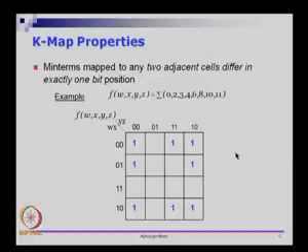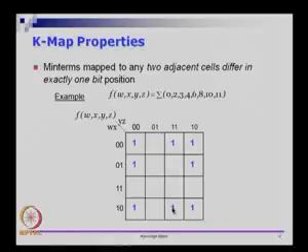So one crucial property, and the reason why we rearrange the whole thing, is that the adjacent terms in the min term differ in exactly 1 bit position. If you look at any two adjacent cells, say this cell and this cell, this cell corresponds to wxyz being 0001, and this cell corresponds to wxyz being 0101. These two positions differ only in the value of x. W, y and z are all the same.